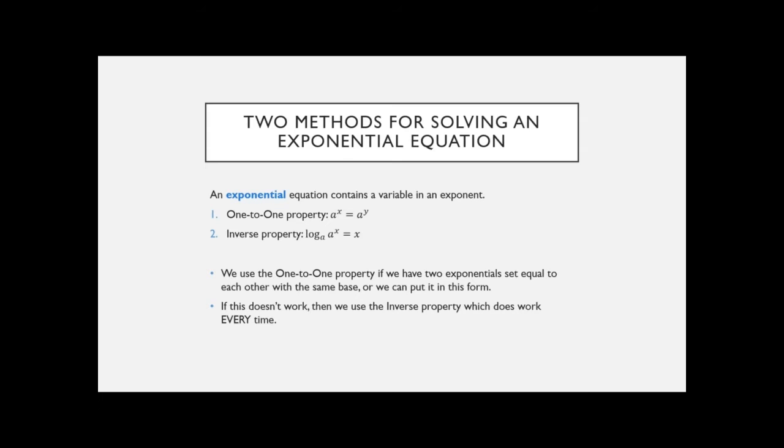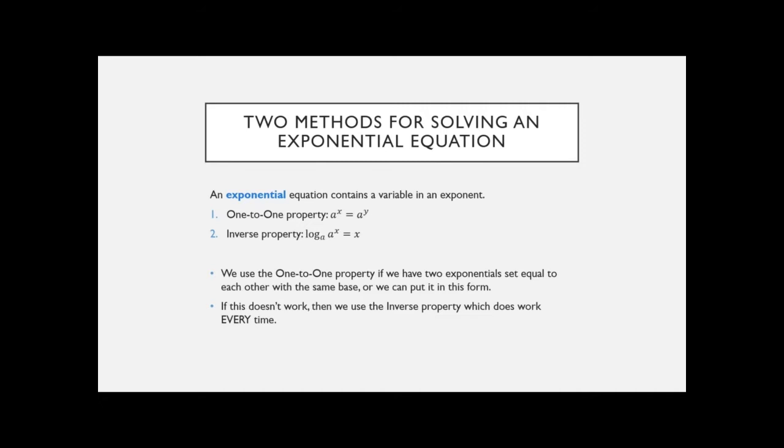Generally, we use the one-to-one property if you have two exponential expressions set equal to each other and their bases are the same, or you can rewrite them so that their bases are the same. But most of the time that is not true. So when that's not true, we use the inverse property.